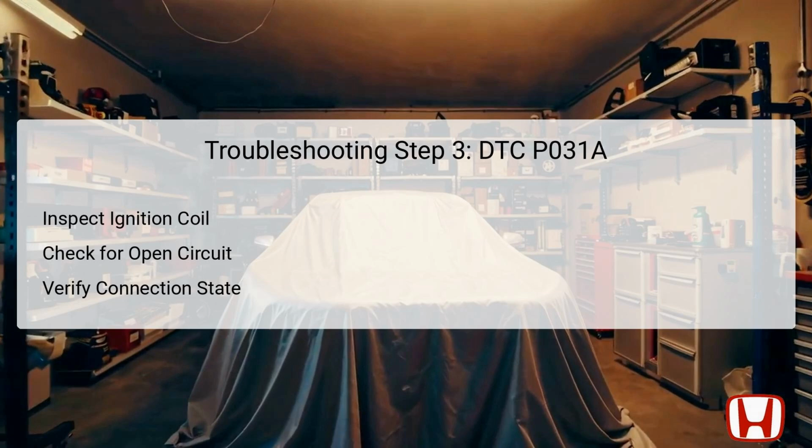This is a critical step, as an open circuit would disrupt the power flow from the ignition coil to the PCM. Also, verify the overall connection state of the ignition coil and its associated wiring, as any loose or corroded connections are common culprits of such malfunctions. Properly diagnosing and rectifying issues in this phase is key to preventing future misfires and further DTC triggering.